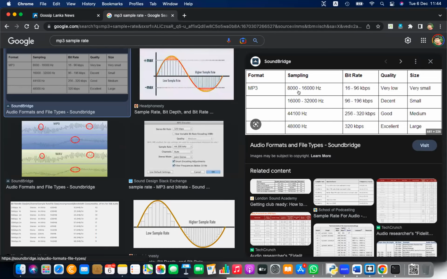8,000 samples per second, right? Don't think that it is a small amount. 8,000 samples. That means 1 second is divided into 8,000 units. Understood? If you cannot understand, tell me, right? This is technical, but it's very important.